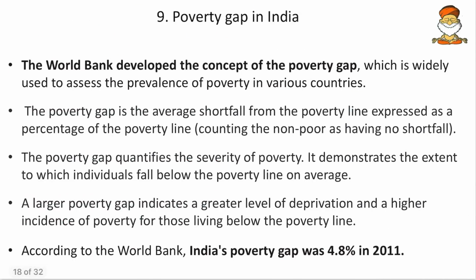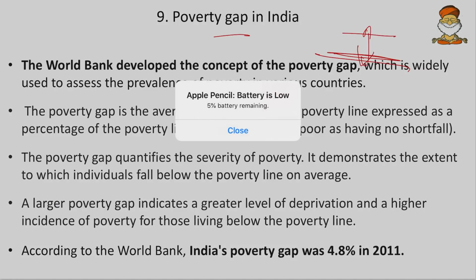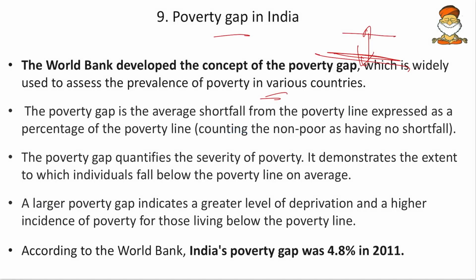Then come to next, the poverty gap in India. So here the World Bank developed the concept of poverty gap, which is widely used to assess the prevalence of poverty in various countries. Friends, here poverty gap means it is not the rural-urban divide or the male-female divide, anything. So the poverty gap means to what extent our poverty line is with respect to the average income of our poor in India, or the poverty gap is the average shortfall from the poverty line expressed as the percentage of poverty line.